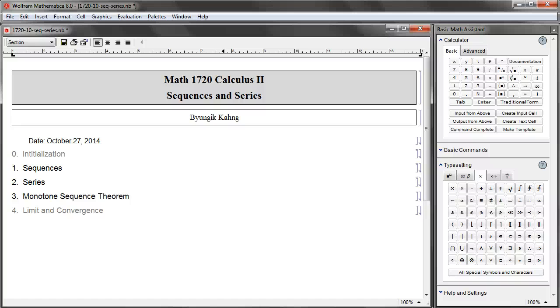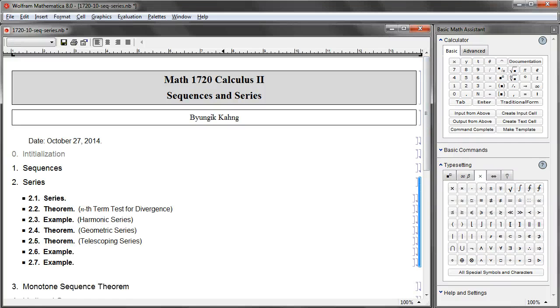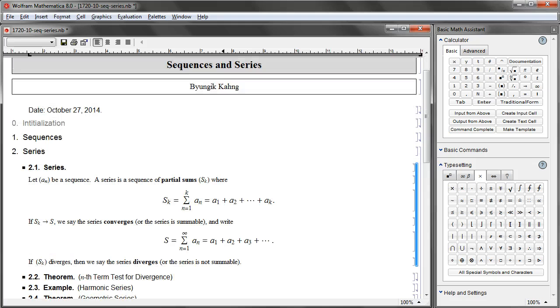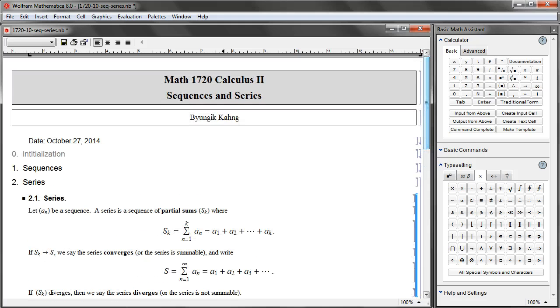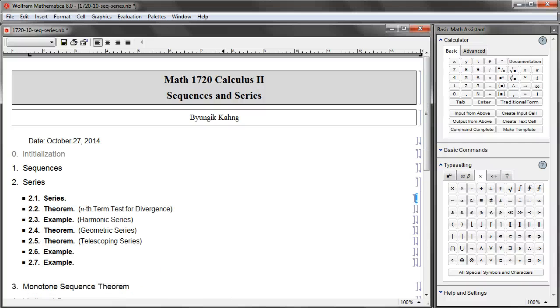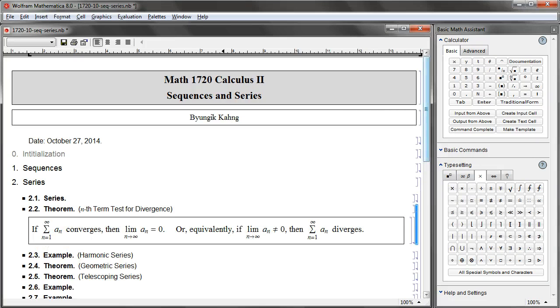Now let's resume our discussion on series, and let's review this briefly along the way. We talked about what a series is, we talked about partial sum concept, and then convergence and divergence. We talked about this nth term test for divergence. Please remember to use this for divergence.